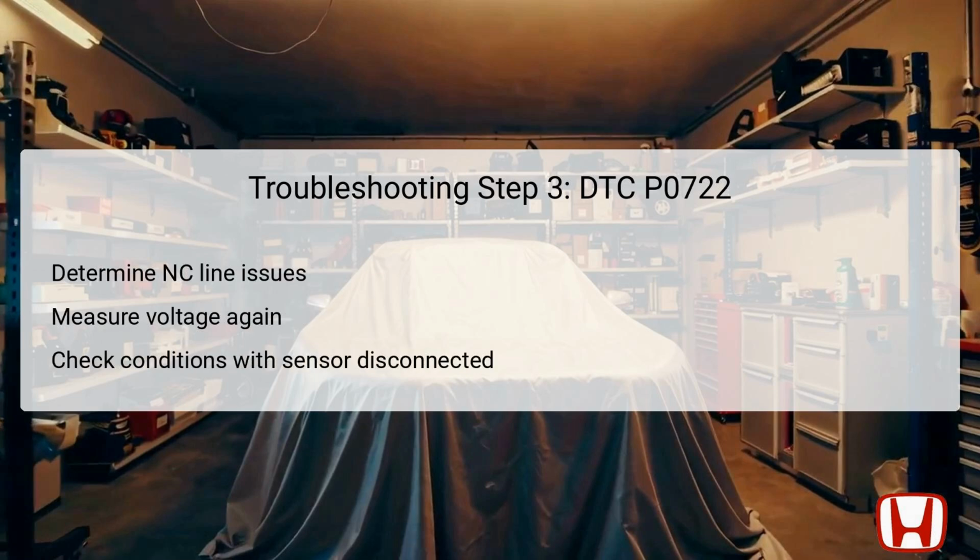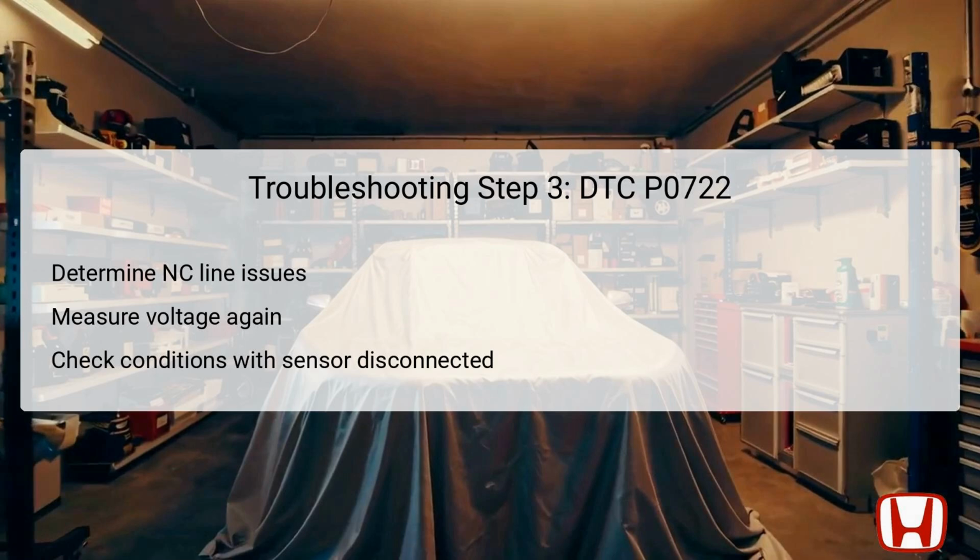In the third step of troubleshooting, you will again measure the voltage between 2 specific test points with the output shaft speed sensor connector still disconnected. This step focuses on the NC line, which is an important part of the sensor assembly. The conditions remain the same as in the previous step, whereby the vehicle is in on mode and the sensor remains disconnected. This ensures that you are testing the correct electrical pathways without any interference.